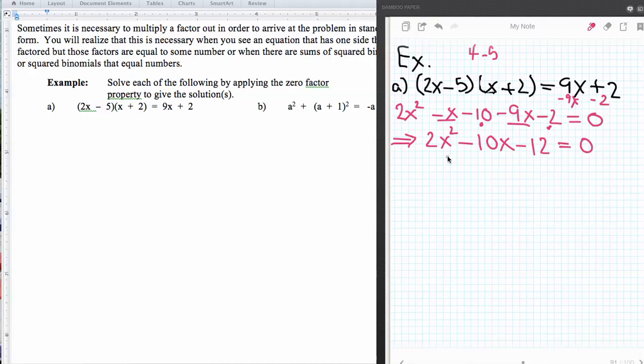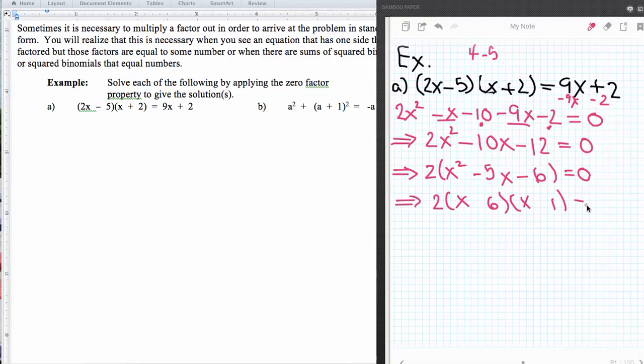Now from there, I see these are all even. I want to make life easy on myself. I'm going to factor out that 2, and so that's going to give me an x squared minus 5x minus 6 is equal to 0. And now I need the factors of 6 that give me a difference of 5. So this is going to look like 2 times x with a 6 and x with a 1, because 6 and 1 give me a difference of 5. And so I need a negative 5, so it's a negative 6 and a positive 1.